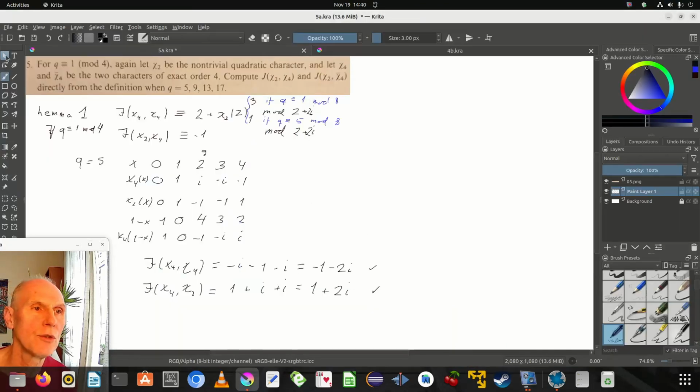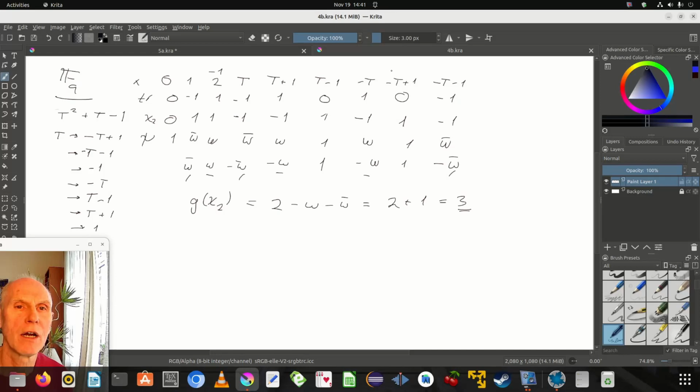Next, we should do the same with q equals 9. And we have already worked on NF9, so I've taken that from problem 4. And we have chi2 here. And this is what? That must be, oh, that's psi. Yeah, so now I'll just write the x values again.